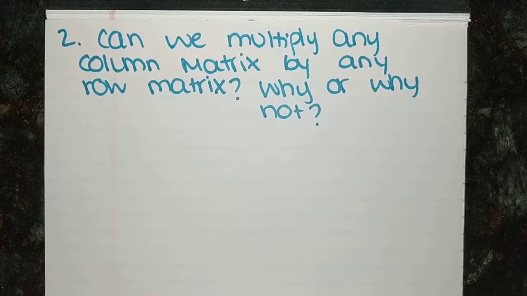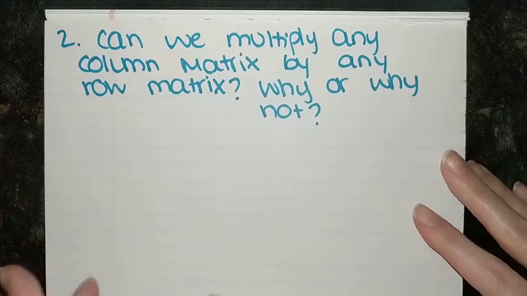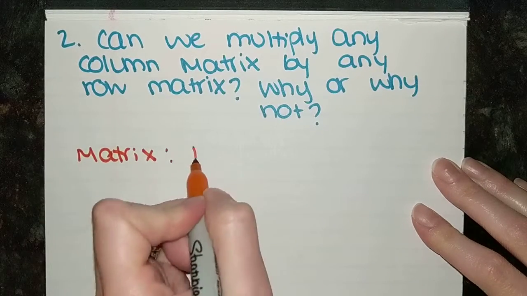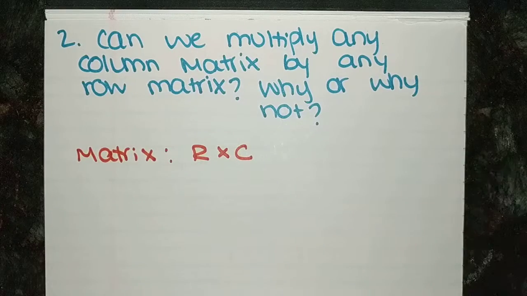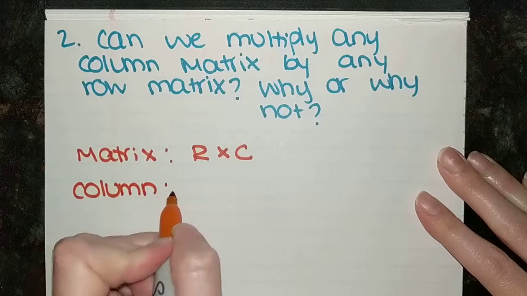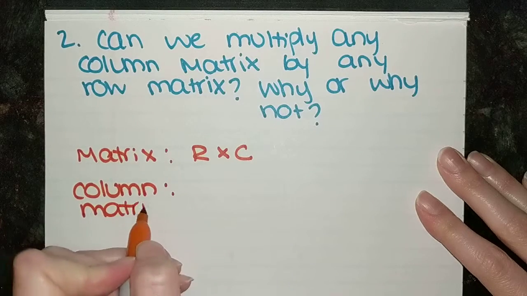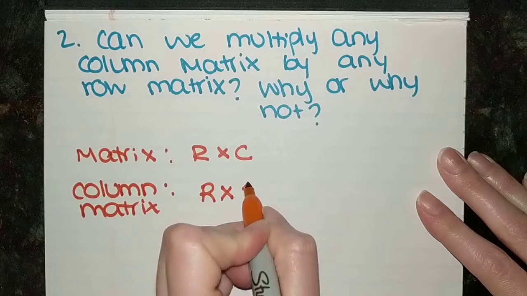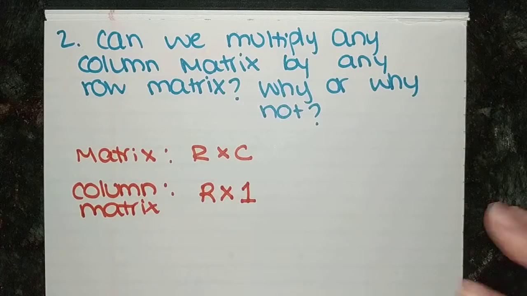So here they're asking if we can multiply any column matrix by any row matrix. Remember, when you're talking about matrices, it's going to be the row by the column. What happens when you have a column matrix is you have a bunch of rows, but you only have one column. So a column matrix would be a bunch of rows, times one.